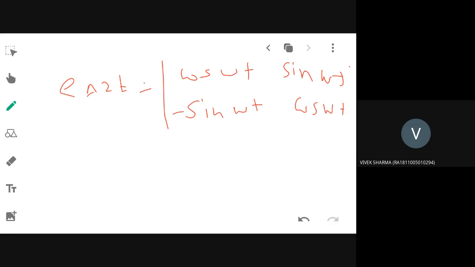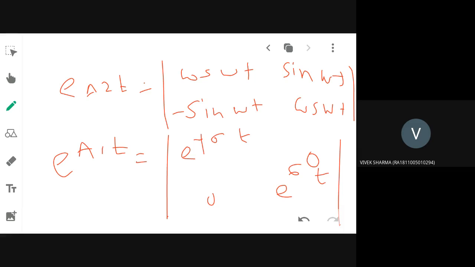So e power A2 t finally is cos omega t, sin omega t, minus sin omega t, cos omega t. And already you have found out e power A1 t. What is the answer for it? E power sigma t, 0, 0, e power sigma t. Okay, so these are the two answers that you have got for the two state matrices. Now you need to multiply these two in order to get e power At. That's all. So you multiply both the matrices and tell me the answer that you will get.